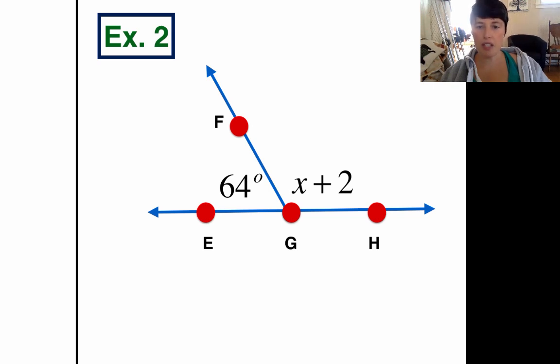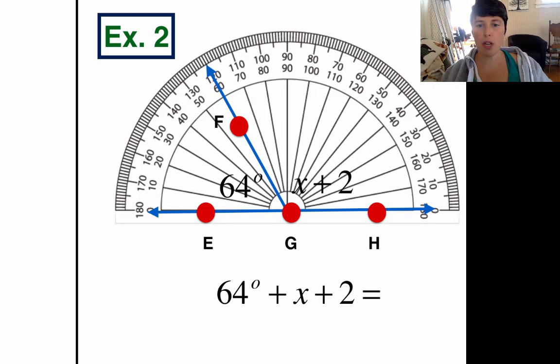So what do we know in this situation? Well, what happens when we put the two angles together? The 64 degrees plus the x plus 2. What if we combine them together? Imagine if I put a protractor in the background here. All together, how many degrees are these angles together? Yeah, 180. It's on a straight line. So all together, these angles equal 180 degrees.